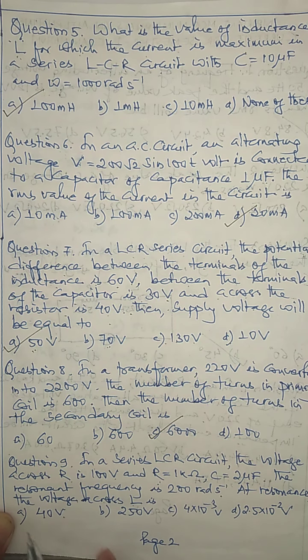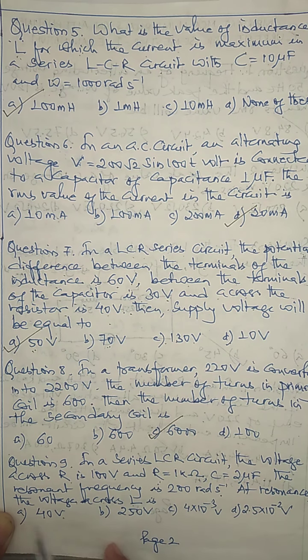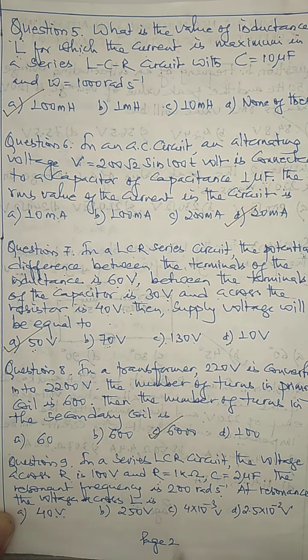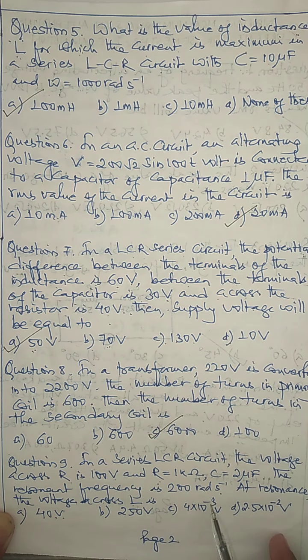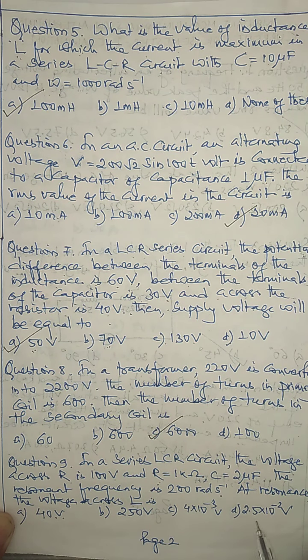The four options are given. Option A is 40 volt, option B is 250 volt, option C is 4 into 10 to the power minus 3 volt, and option D is 2.5 into 10 to the power minus 2 volt. Now, in order to calculate and choose the correct option for the voltage across L under electrical resonance condition, we can solve this question.